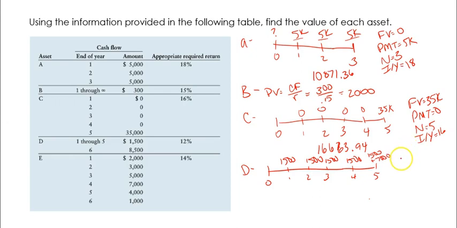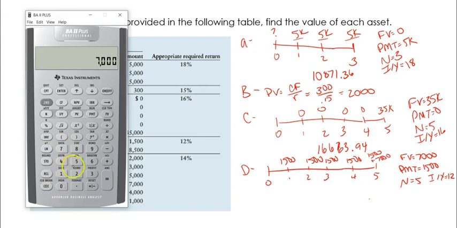But let's assume that you recognize it could be done as an annuity. That means the future value is $7,000 because I broke that $8,500 into two components. The payment is $1,500, 5 years at 12%. Let's calculate that present value. $7,000 as the future value, $1,500 payment, 5 years at 12%. Compute the present value. $9,379.15.